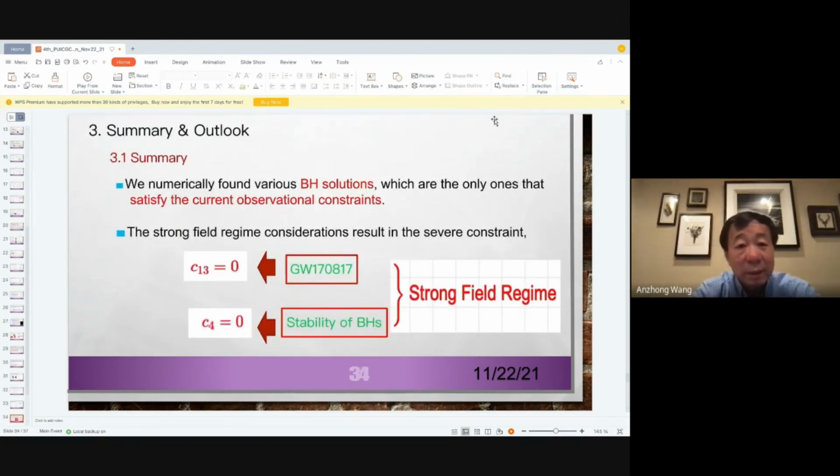So I'll quickly summarize the results. We first numerically find spherical black hole solutions, which are the only ones that satisfy all the current observational conditions. Then, from considerations of the strong field regime, like GW170817, we find c1 is almost zero. Actually, it has to be less than 10 to the minus 15. When we consider the stability of these black holes, we find c4 has to be zero. So you can see the four-dimensional parameter space is now reduced to two-dimensional.